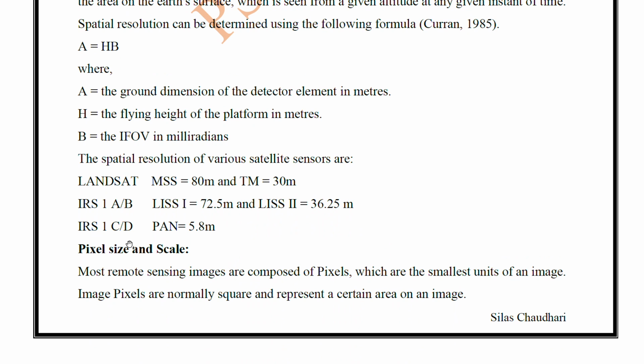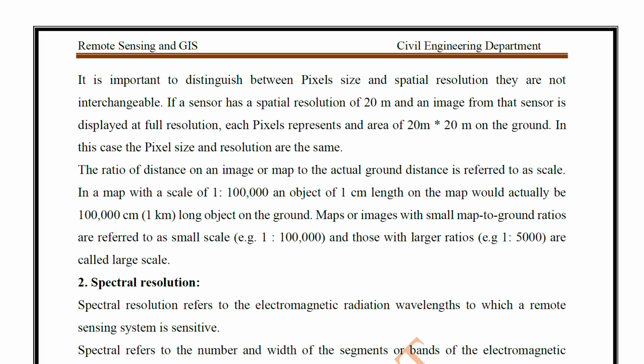IRS 1C or D. Pixel size and scale. Most remote sensing images are composed of pixels, which are the smallest unit of the image. Image pixels are normally square and represent a certain area of an image. It is important to distinguish between pixel size and spatial resolution. They are not interchangeable. If a sensor has a spatial resolution of 20 meters and an image from the sensor is displayed at full resolution, each pixel represents an area of 20 meters by 20 meters on the ground. In this case, the pixel size and resolution are the same.